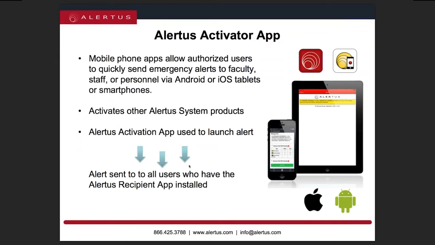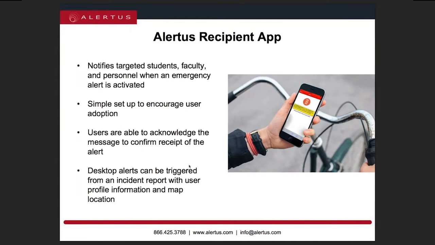It activates any of the other Alertus system products that you already have, and it alerts any of the mobile recipient apps that people have installed for your organization. So basically a broadcast message to all of your users and all of your endpoints.